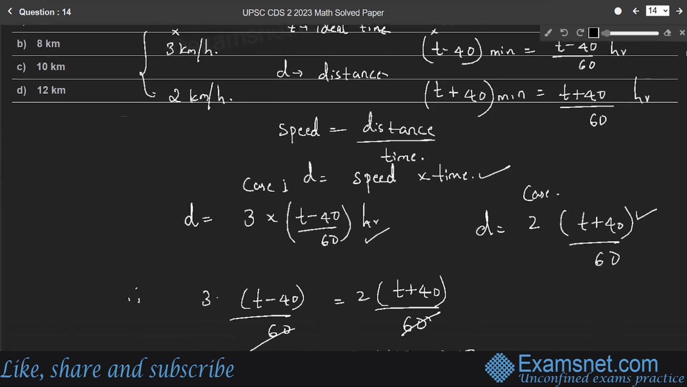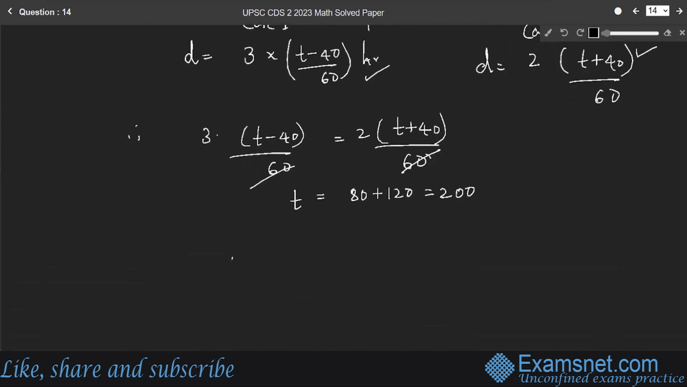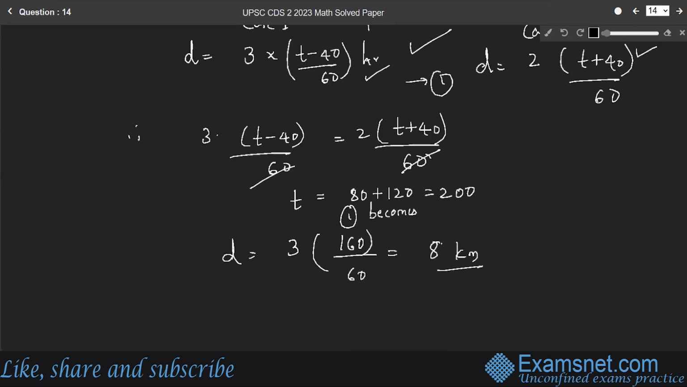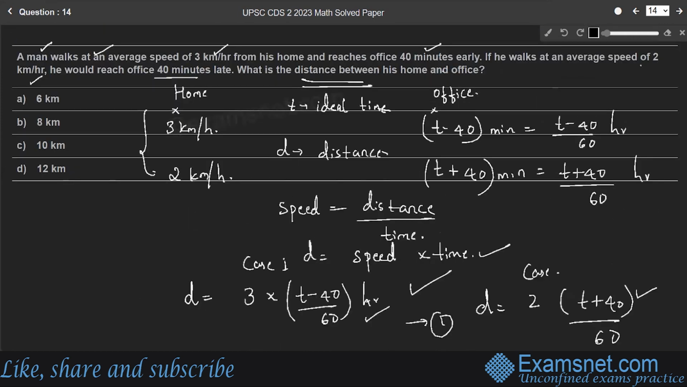Therefore, here D is equal to, consider the first equation. So 3 into, 200 minus 40 is 160. Equation 1 becomes 160 by 60. So 3 into 20 is 60, so 20 into 8. So 8 kilometer is the distance between his office and home, which is 8 kilometer. Option B is the right answer.